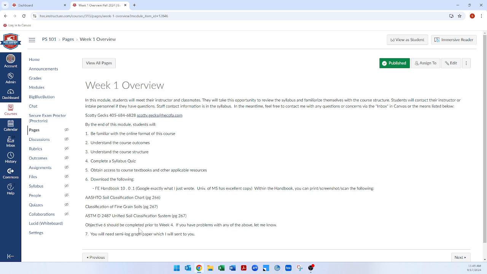If you have trouble, we'll do it. Classification of fine grain soils, that's 267, and we'll talk about that. This is the Unified Soil Classification System, ASTM, American Society for Testing Materials, D2487, and it tells you where to find that. This is Unified Soil Classification. This is AASHTO Soil Classification.